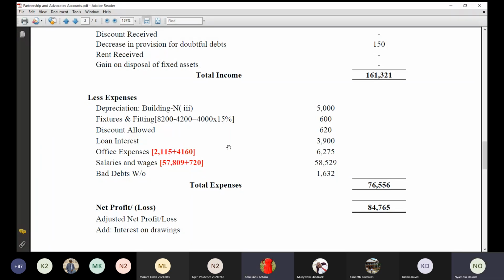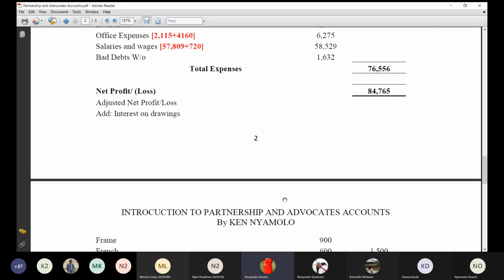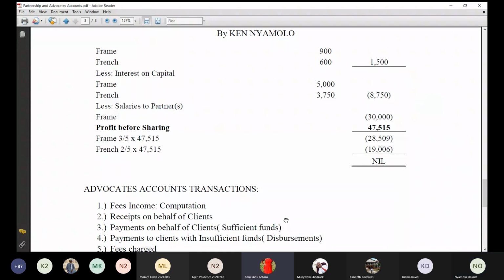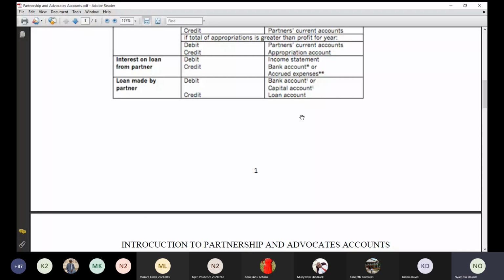Hi, Nyamolo. I just have a question. Could you please scroll down to, or is it up to the place that shows the profits? Yes, that one, the profit before sharing. There. I can see you've indicated for Frame 3/5, for French 2/5. Where have you gotten that fraction from? Question 3 starts that Frame and French are in partnership, sharing profits and losses in the ratio of 3:5. It's actually at the beginning of the question. Oh, okay, sorry, I missed that. Okay, thanks. So the ratios will always be given, and that is why we had started with this.